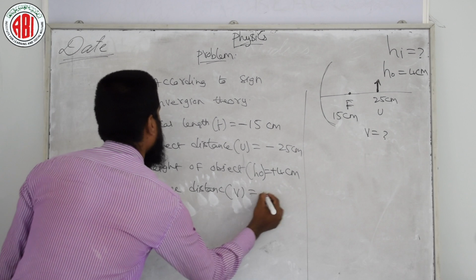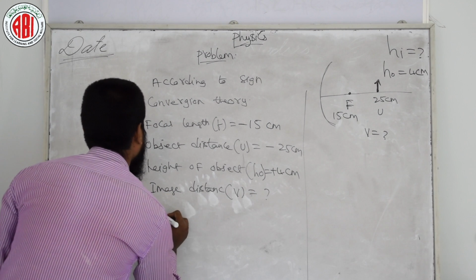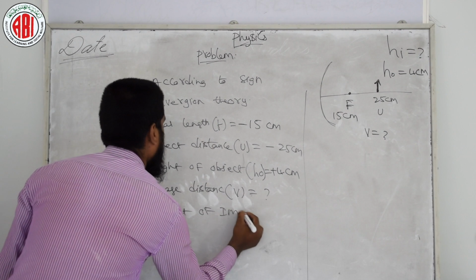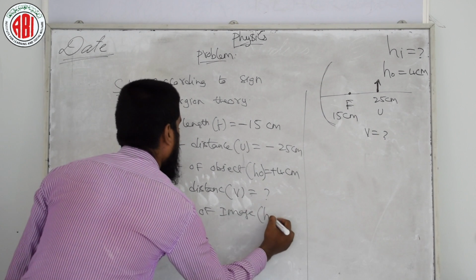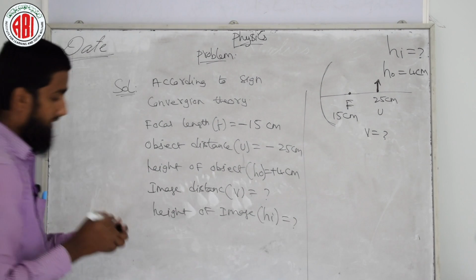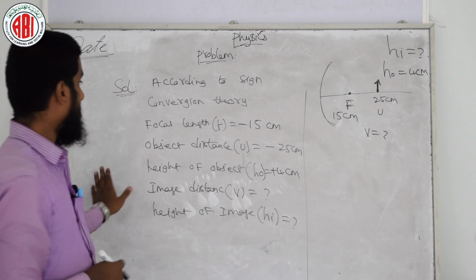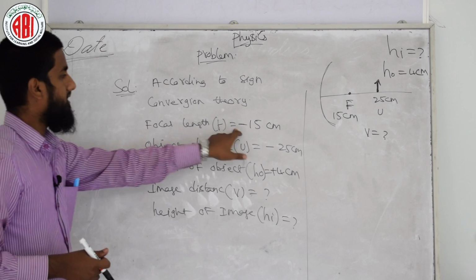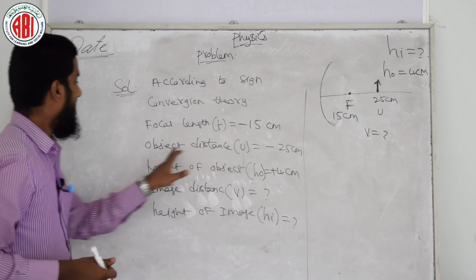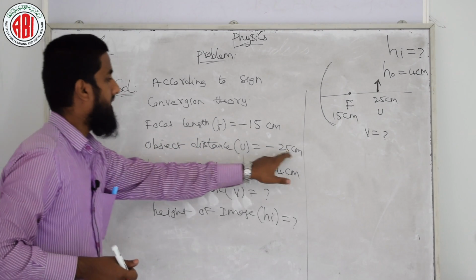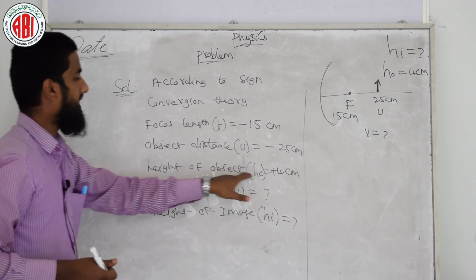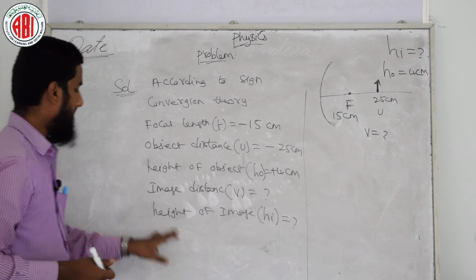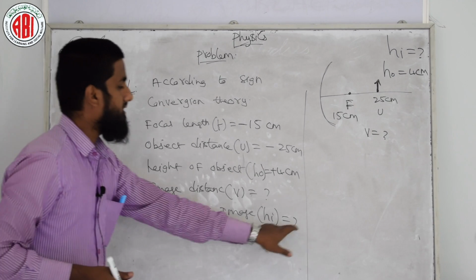Image distance v is equal to how much, and the height of the image we need to find. Look at the board. Okay students, till now you can copy down this problem. According to sign convention, focal length f is equal to minus 15 centimeter, object distance u is equal to minus 25, height of the object ho is equal to plus 4, image distance v is equal to how much, height of the image hi is equal to how much.